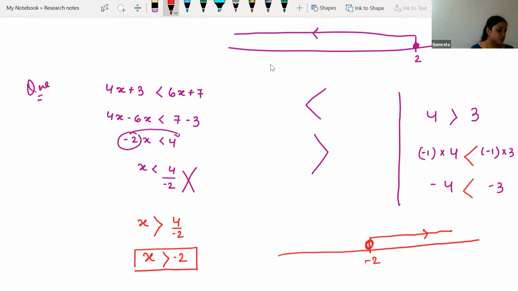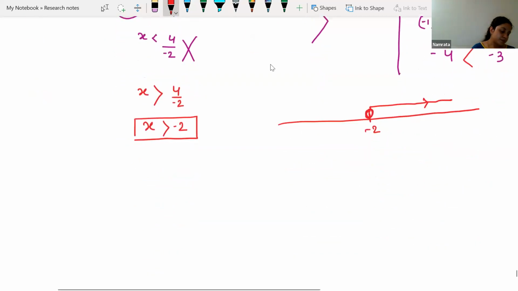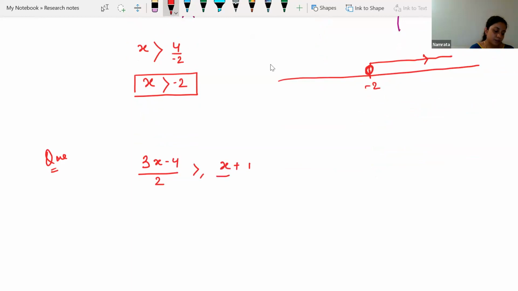Okay, let me take one more question. If we are having the question (3x minus 4) divided by 2 is greater or equal to (x plus 1) divided by 4 minus 1. Let's say this type of linear equation, you have already solved. The trickiest ones, the tougher ones, everything you have solved. Here also we are going to solve it. So 3x minus 4, it's okay.